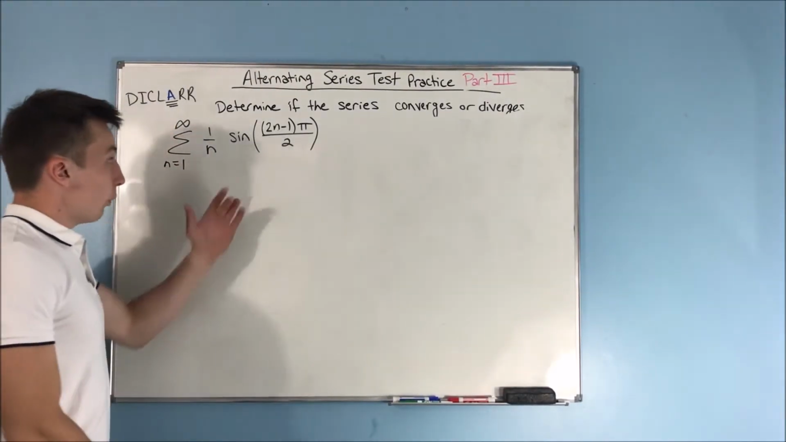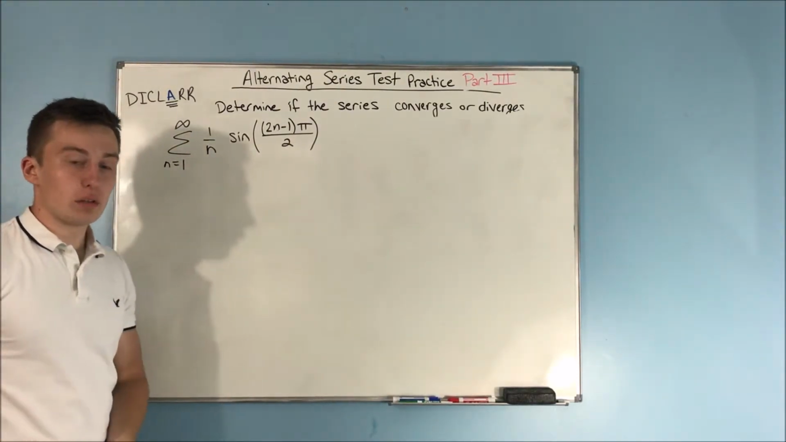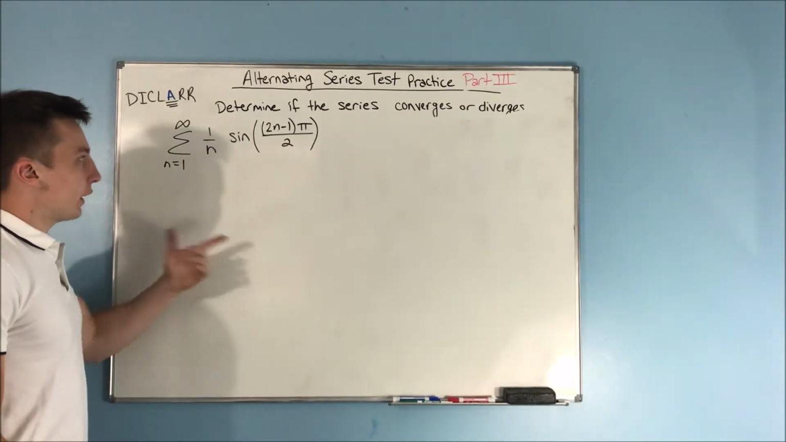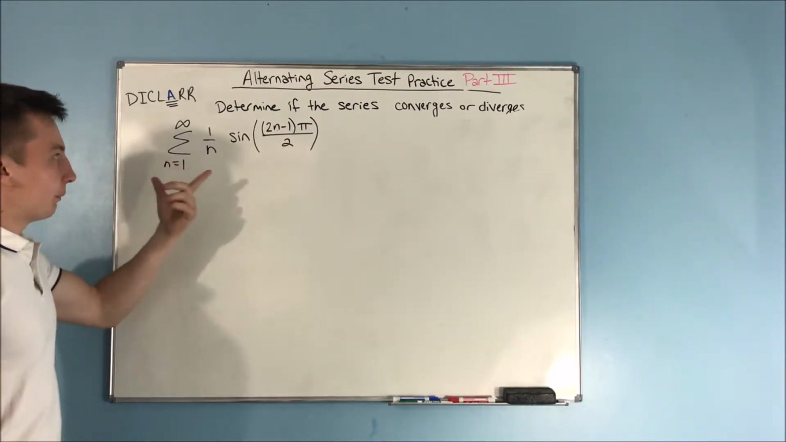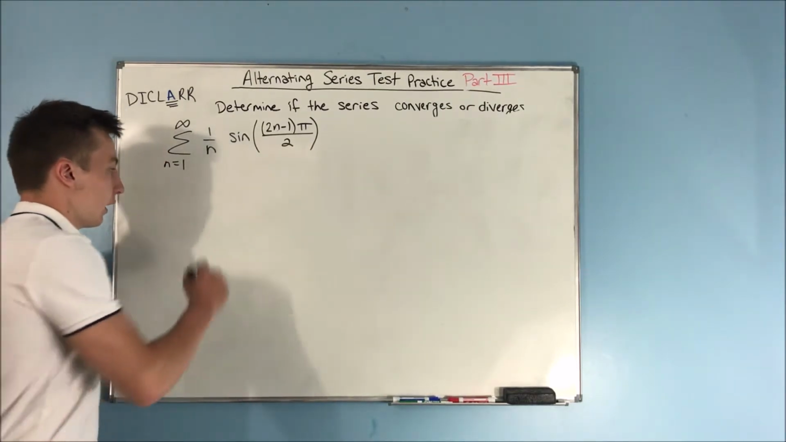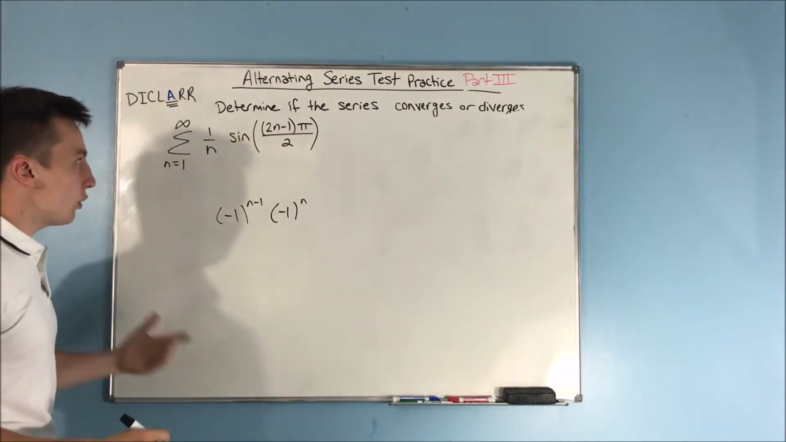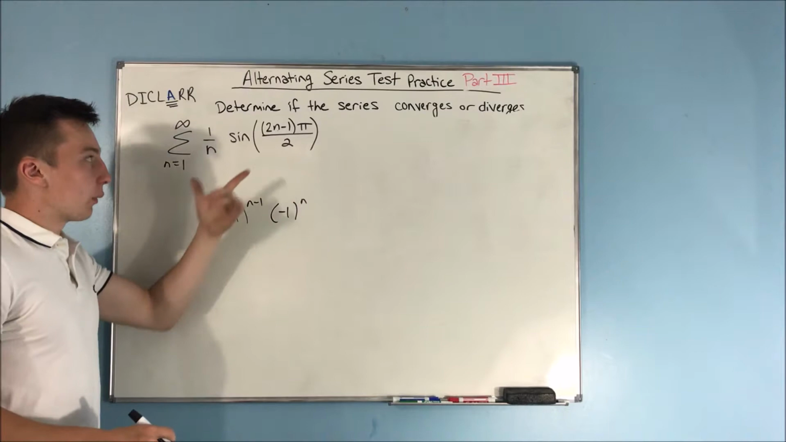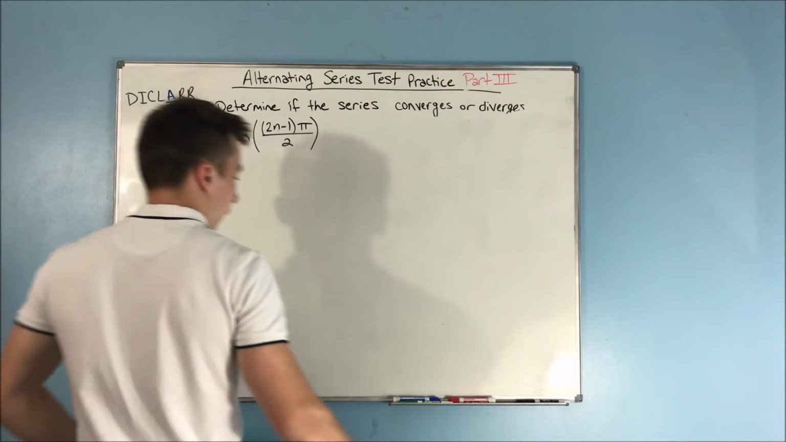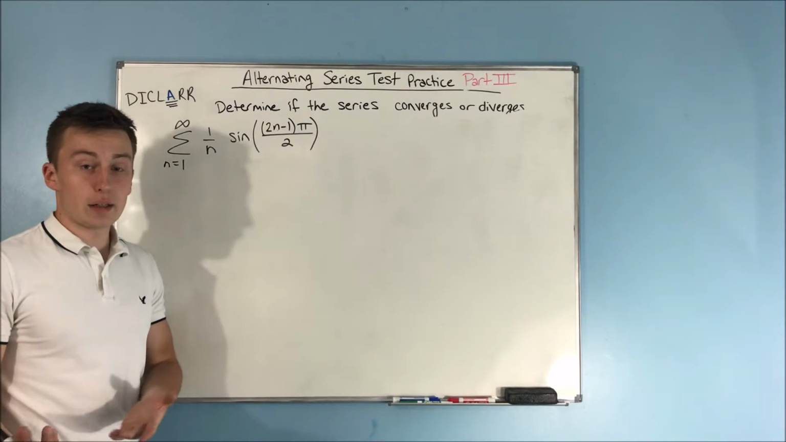Now for this series, we again have sine of (2n minus 1) times pi over 2, but now we have a 1 over n in front. So now this is an alternating series test problem. This is just the alternating harmonic series, but instead of having negative 1 to the n minus 1 or negative 1 to the n, you have sine of (2n minus 1) times pi over 2, and that's another thing that can make a series alternating.